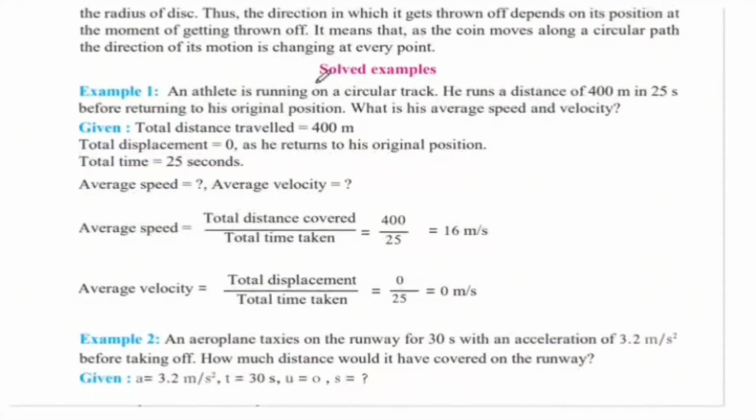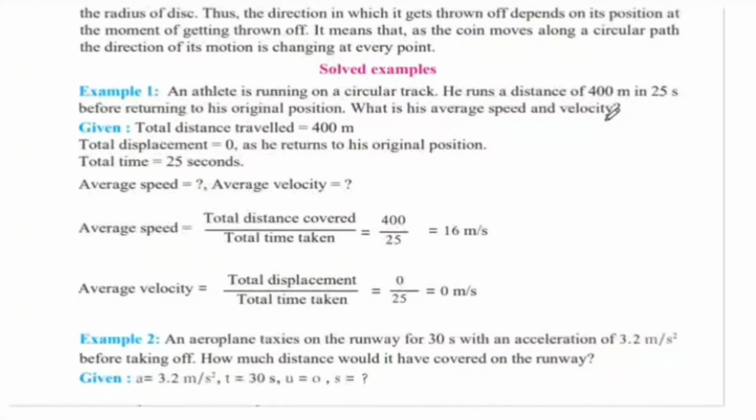So now let's go through some solved examples. Example 1. An athlete is running on a circular track. He runs a distance of 400 meters in 25 seconds before returning to his original position. What is his average speed and velocity? So the circumference of this circular track would be 400 meters, because after he traveled this 400 meters, he returned to his original position, and he did this in 25 seconds. So what would be the average speed and velocity?